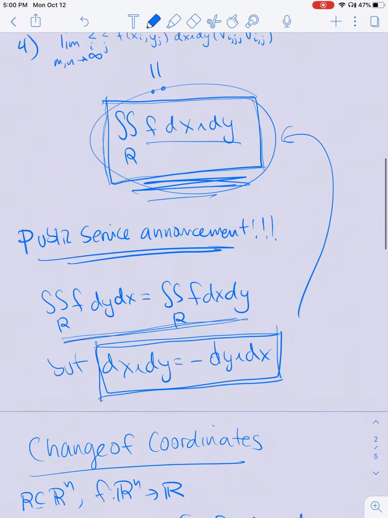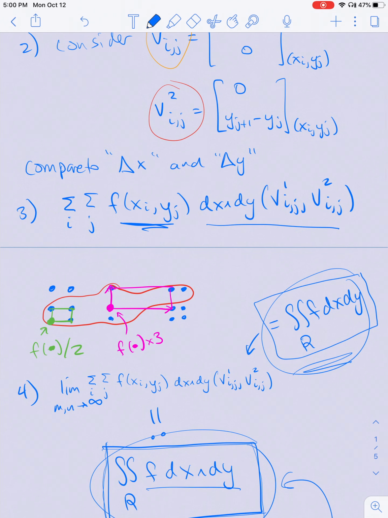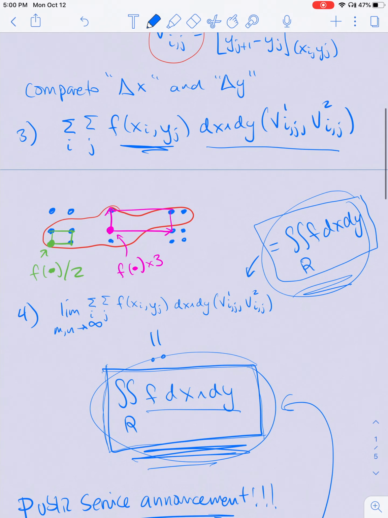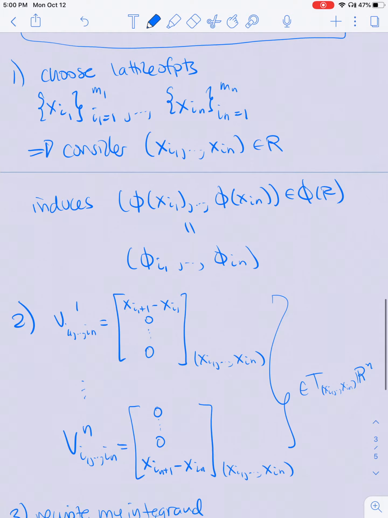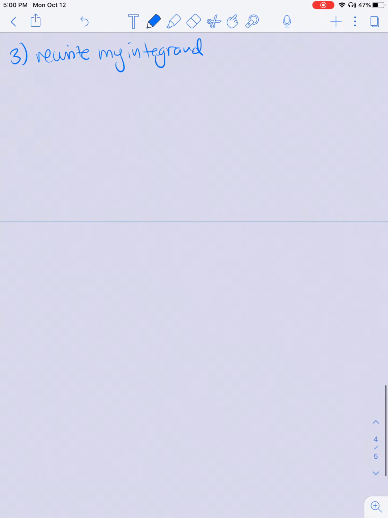So at this point before, I was explaining what this area was, and I'm going to show you that I can compute that area in a different way using phi. So what I want to show first is what dx1 wedge all the way out to dxn applied to v1 I1 through in, all the way out to vn I1 through in, is equal to.